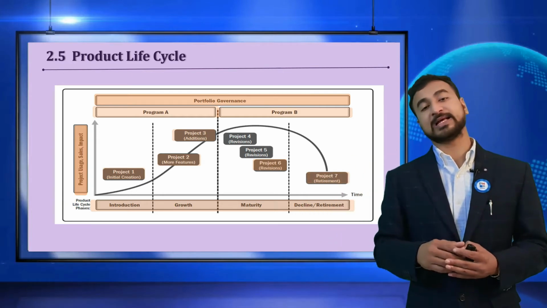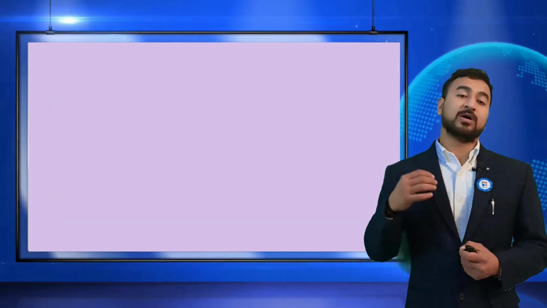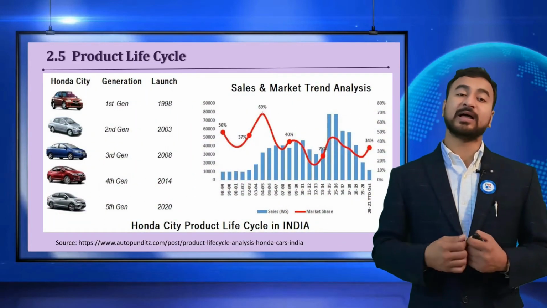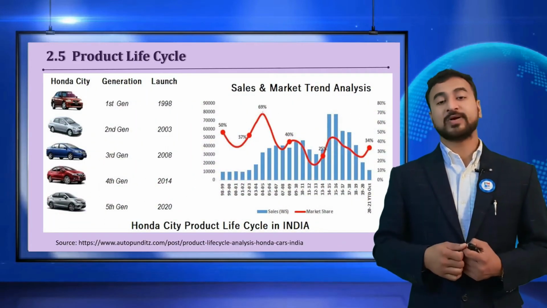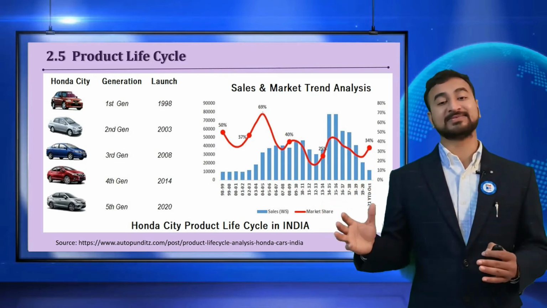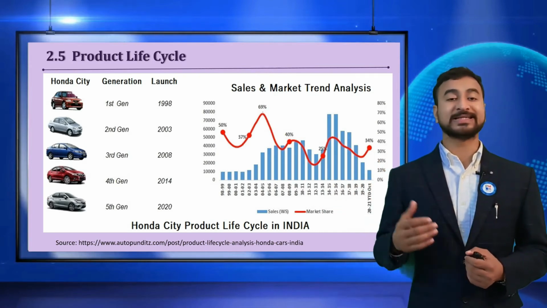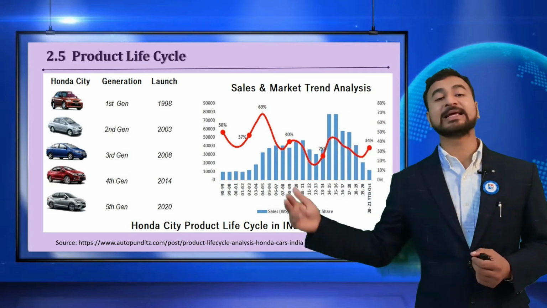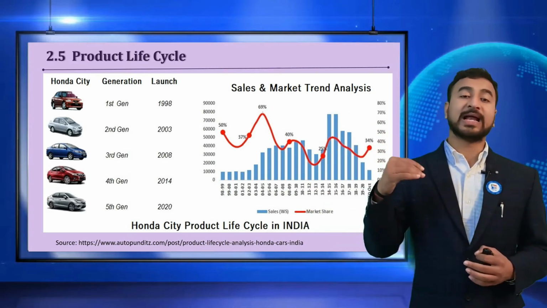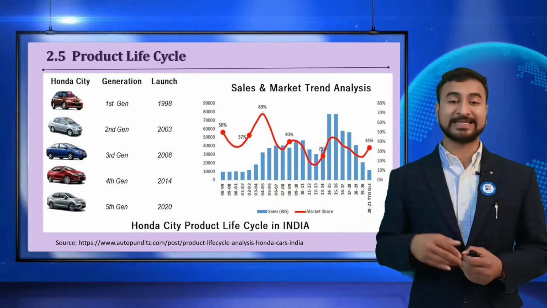If I want to explain the entire product life cycle with an example or a case study, let's discuss it with a Honda City example. So the Honda City product life cycle is shown over here, the Honda City life cycle in India. The first generation Honda City model was launched in 1998. Then there is a cyclic curve of the development of the Honda City. It declined by 2003, and at that time they launched the second generation.